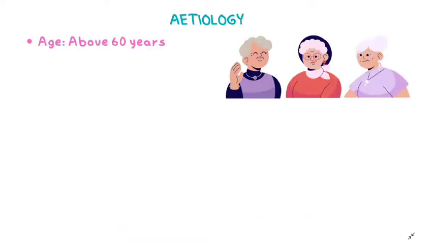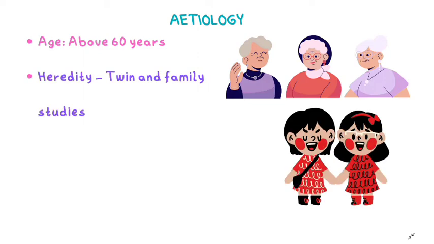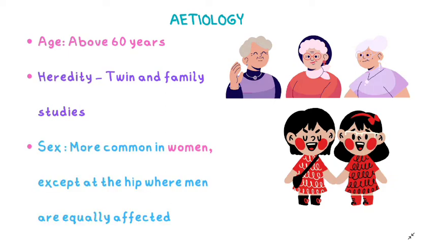Etiology. The age of patient is usually above 60 years, mainly in the aged individuals. Heredity. Twin and family studies show that genetic factors play a major role. Osteoarthritis is more common in women, except at the hip where men are equally affected.